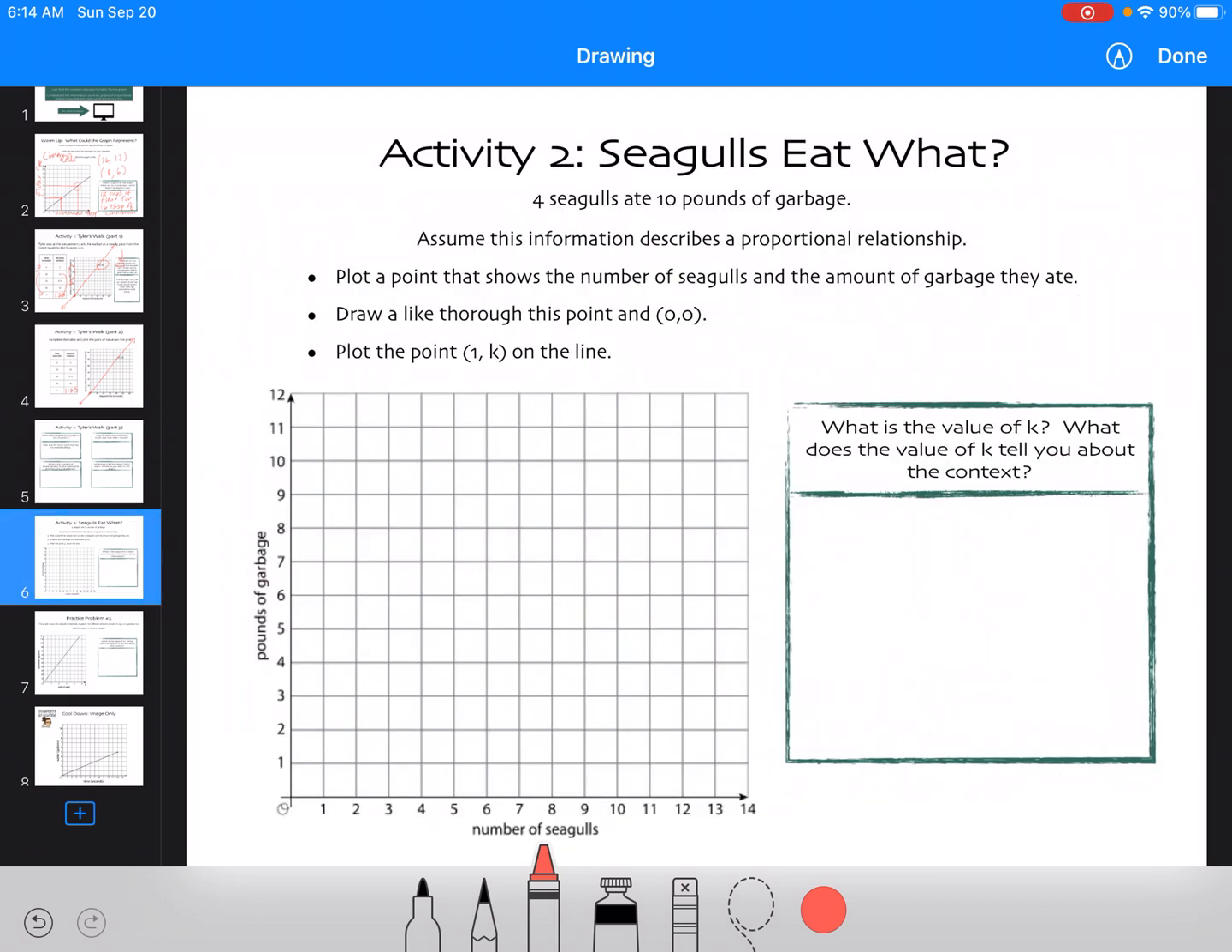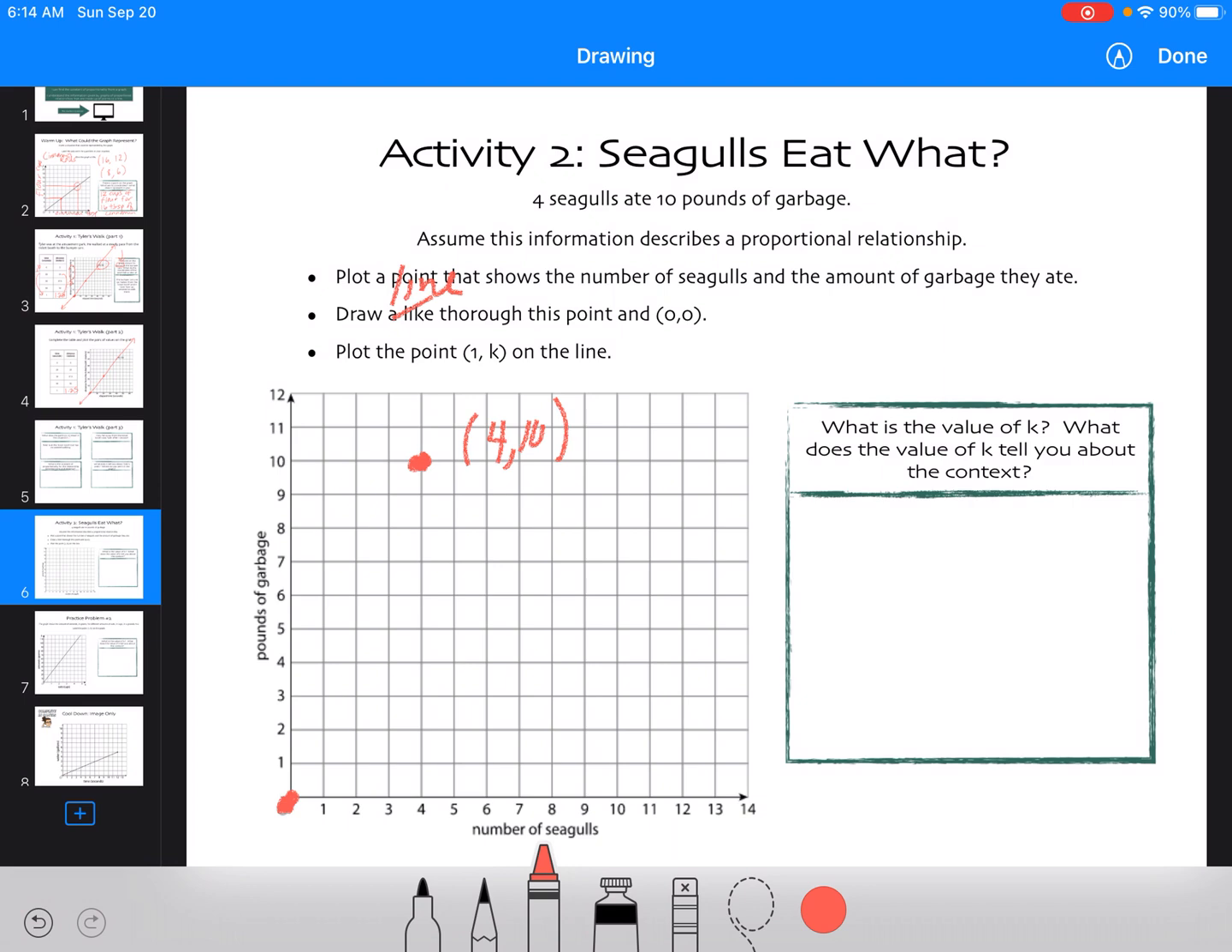So now it says seagulls eat what? 4 seagulls ate 10 pounds of garbage. So 4 seagulls ate 10 pounds of garbage. Assume that this information describes a proportional relationship. So that means it has to go through the origin. Plot a point that shows the number of seagulls and the amount of garbage they ate. Draw a line through the point 0, 0. Plot the point 1, K on the line.